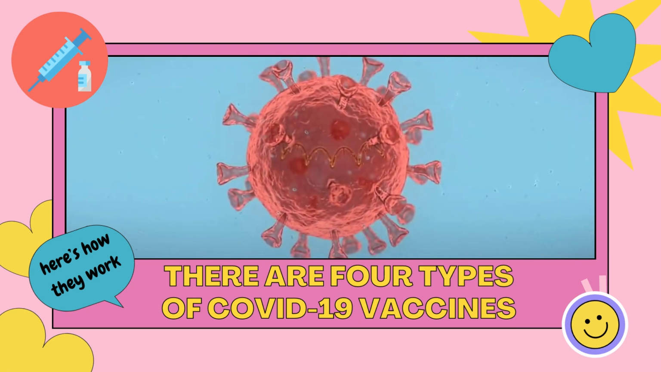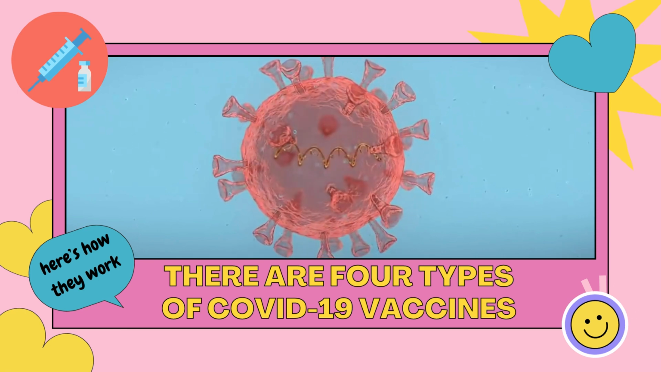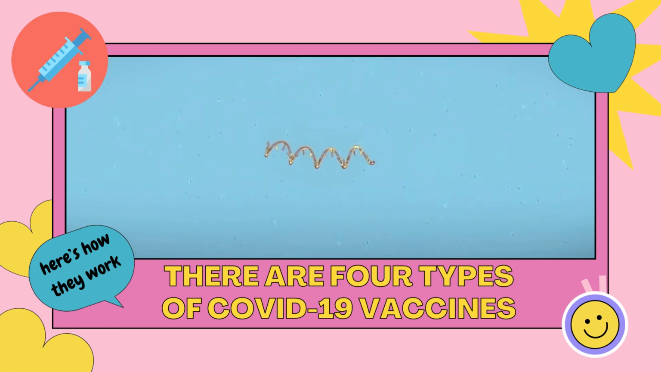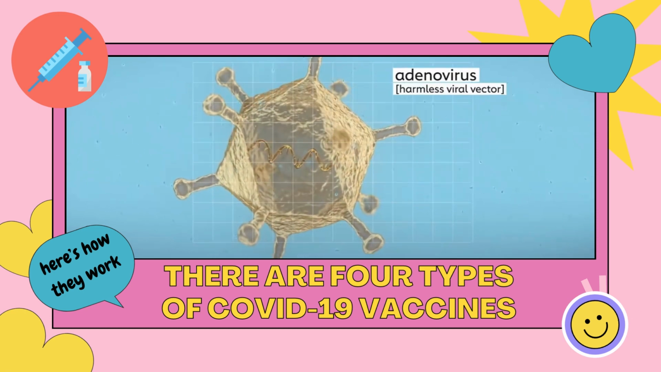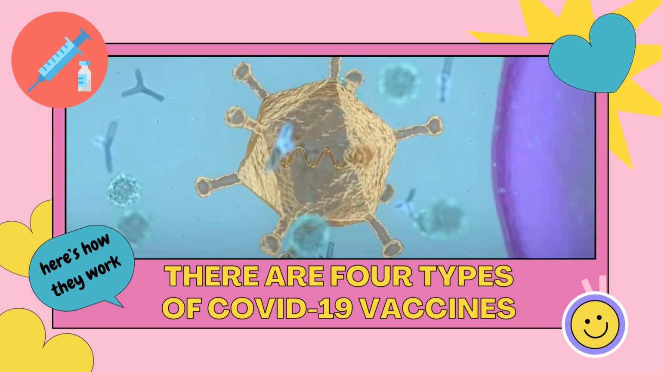Viral vector vaccines achieve this by inserting the genetic code for the antigen into a harmless virus, which effectively acts like a delivery system to get the code into the cells without causing disease.